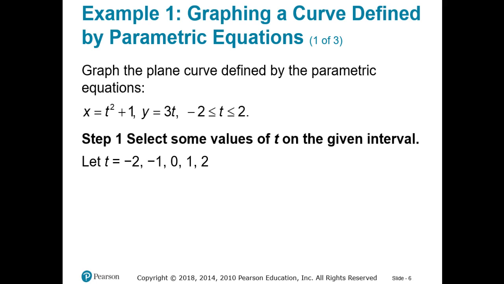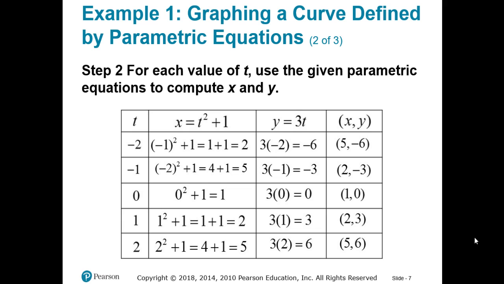Okay, now that you know what plane curves and parametric equations are, and how to graph them, I'm going to explain an example. Example 1. Graphing a curve defined by parametric equations. Graph the plane curve defined by the parametric equations x equals t squared plus 1, y equals 3t, minus 2 less than or equal to t, and t less than or equal to 2. First step, select some values of t on the interval. Let t equal minus 2, minus 1, 0, 1, and 2.